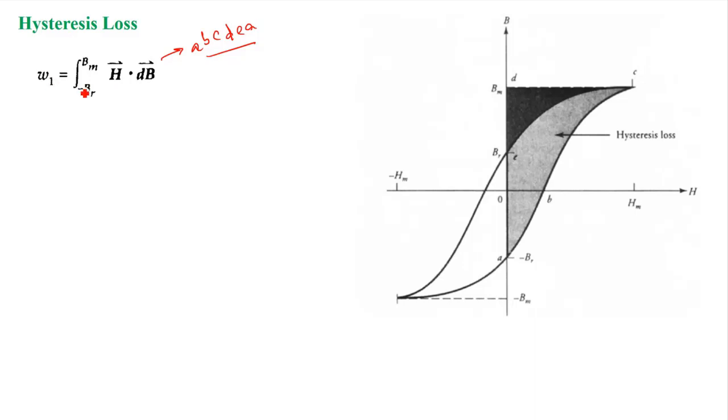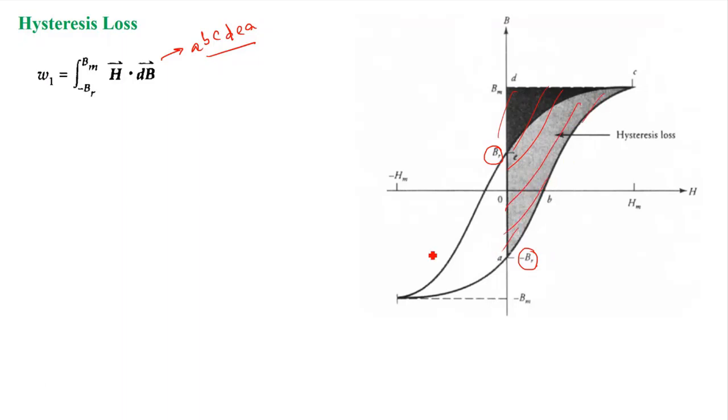So obviously we know the energy will be H dot dB, right? H is directly proportional to current and B is directly proportional to voltage. So it will give us the energy, right? Therefore the area under this characteristic will also give us the loss, power loss, that is hysteresis loss. So if we integrate from minus BR, this is the residual point, right? BR and minus BR, the residual flux density, you can say. So from minus BR to BM when we integrate H dot dB, that will give me the whole area, this area, right?